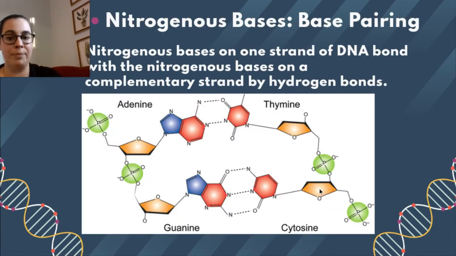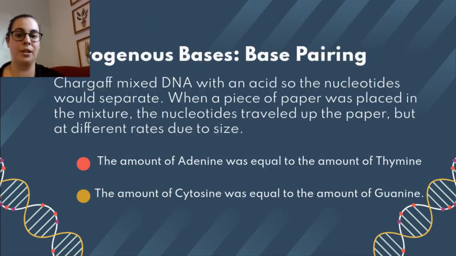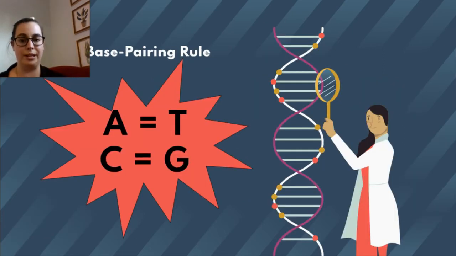If you look, adenine is bigger than thymine, and guanine is bigger than cytosine. Because of this, he noticed that there was an equal amount of adenine to the amount of thymine, and an equal amount of cytosine to the guanine. And what he came up with, this rule, is that adenine must always bind with thymine, and cytosine must always pair up with guanine. So this is a really important rule.